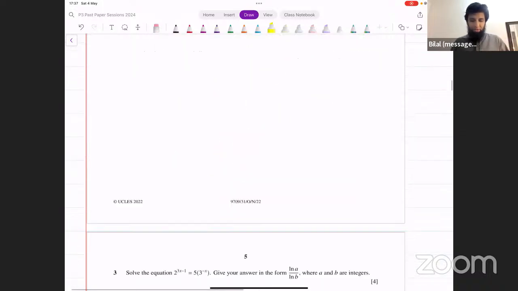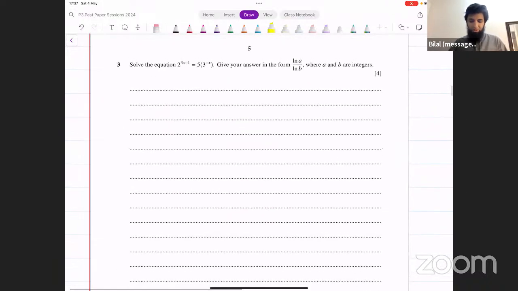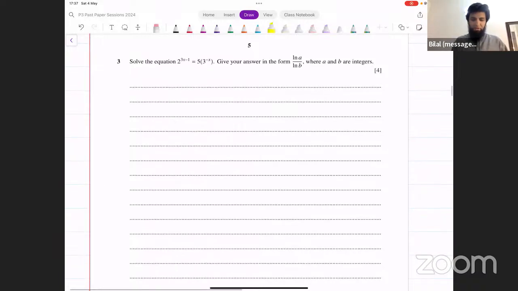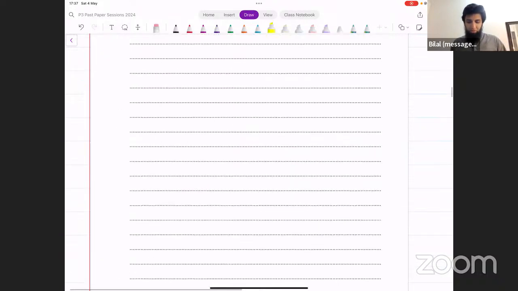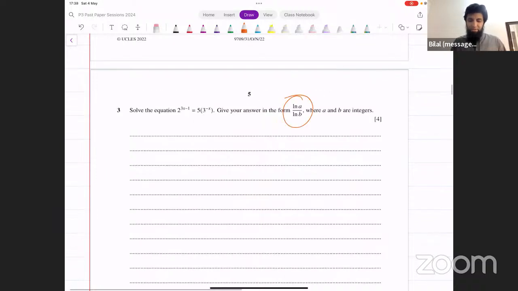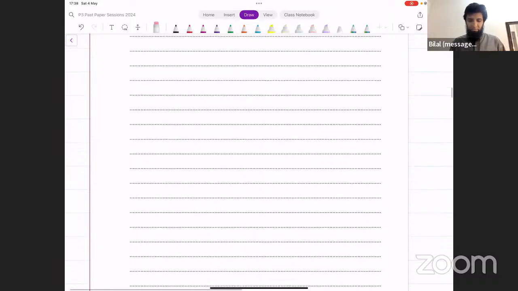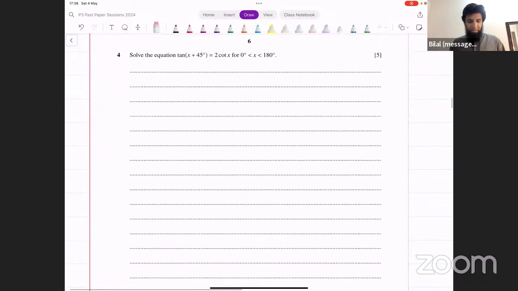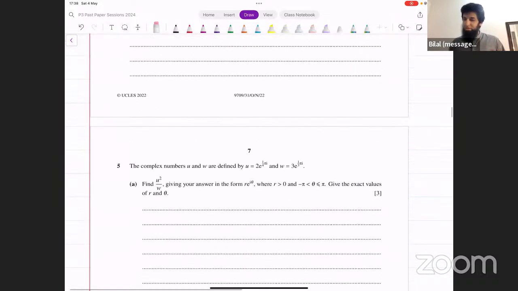Okay, good. That was question number 2. Let's move on to the next one. Question number 3, nobody asked about this. You have to solve this equation. Take log on both sides, use the multiplication in order to split it, and then you can find it. Make sure to give an exact answer, because it says ln A over ln B. It should be exact. Don't write decimals. Then you have this equation. So no problems in this as well.